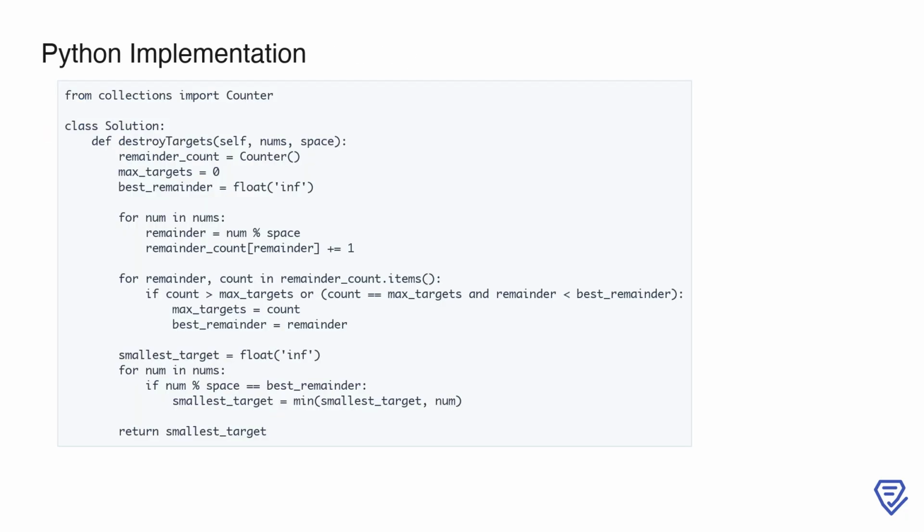This Python implementation solves LeetCode problem number 2153, destroy sequential targets. The objective is to determine the smallest number in nums that can destroy the maximum number of sequential targets, based on remainders modulo space.